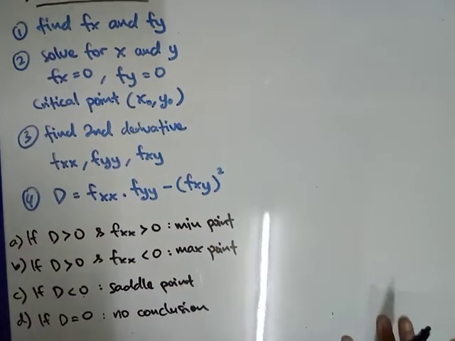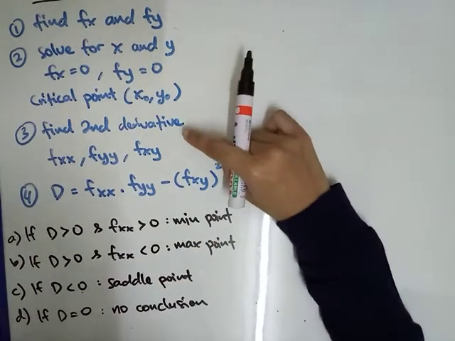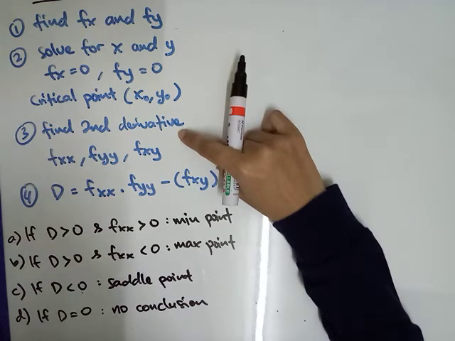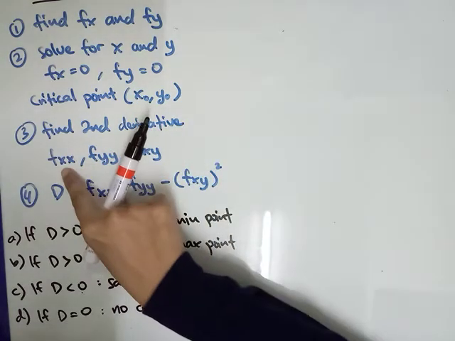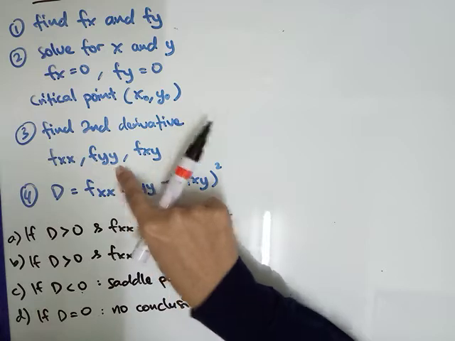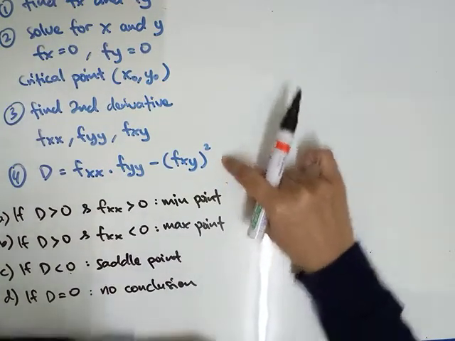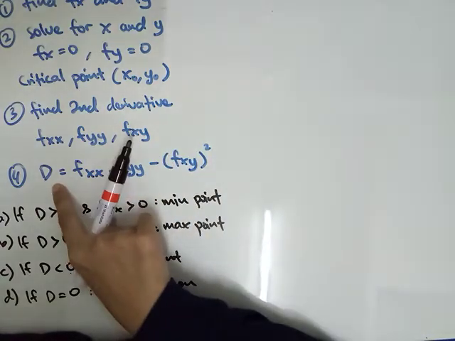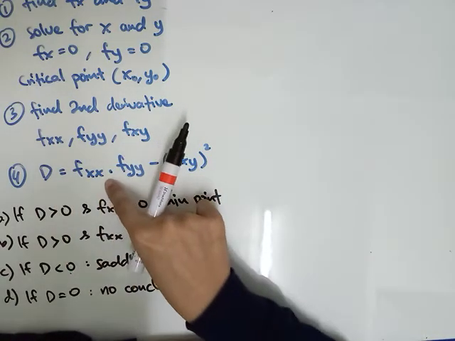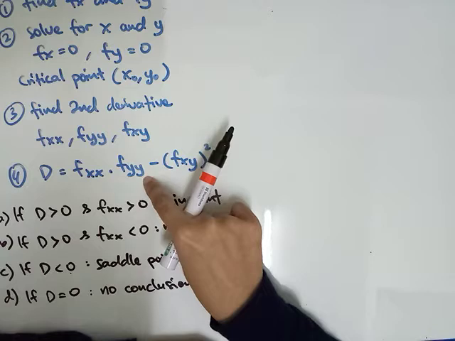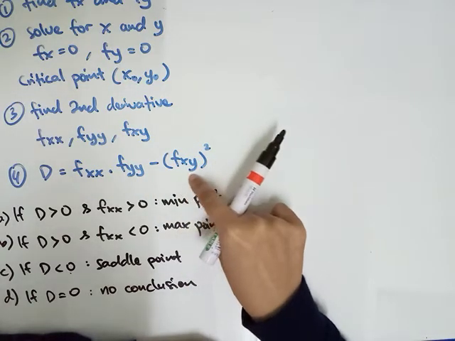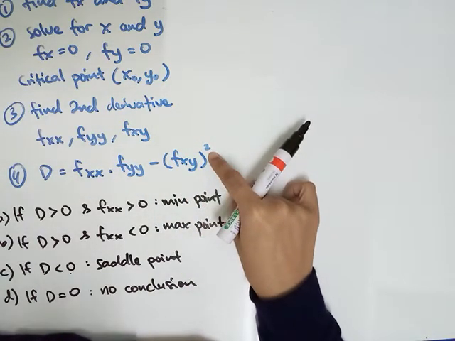Alright, and then step 3, we need to find the second derivatives fxx, fyy and fxy. And then step 4, we need to use the formula by letting D equal fxx multiplied by fyy minus fxy power 2.